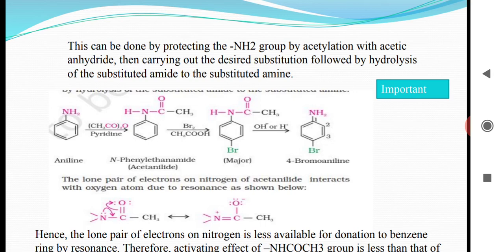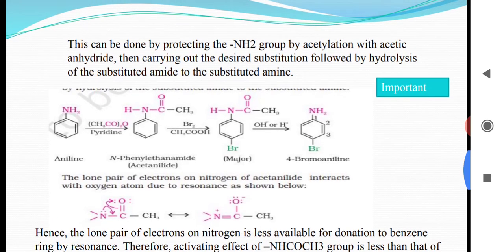Now if you react this product with bromine and acetic acid, then Br positive, the bromonium ion, will get attached at the ortho and para positions. Two different products will be formed, and the para one will be the major one. Now here the reactivity has been suppressed.